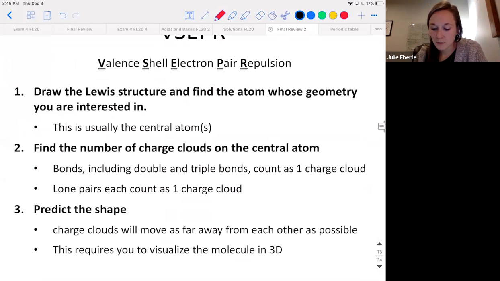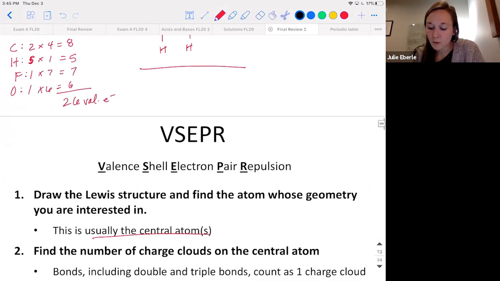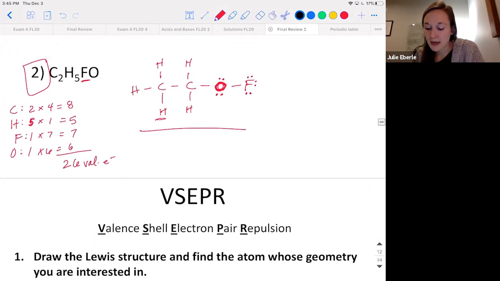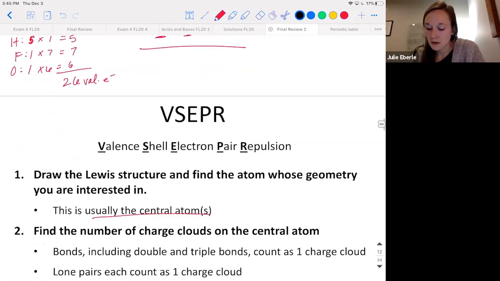So how do we do this? Here's the rules for naming geometry. 1, draw the Lewis structure. We just did a review on that. Find the atom that you want to name. Okay, find the atom whose geometry you're interested in. It's usually the central atom. You will never name geometry for any perimeter atoms, I mean hydrogens and halogens. They have to be central atoms.